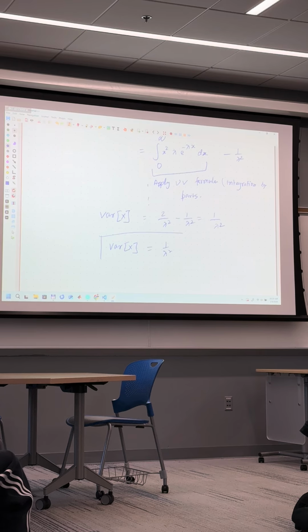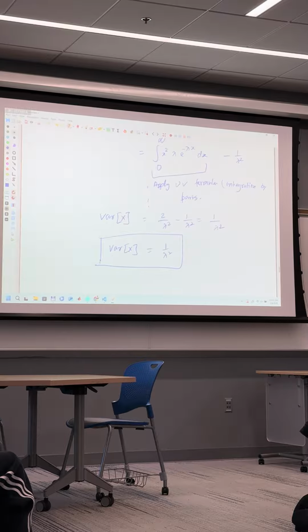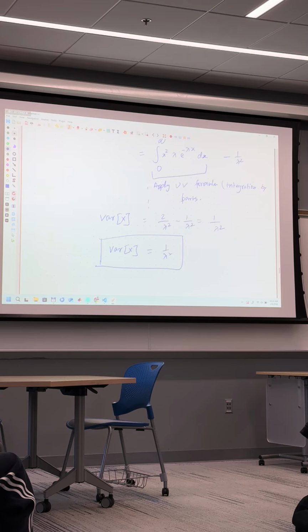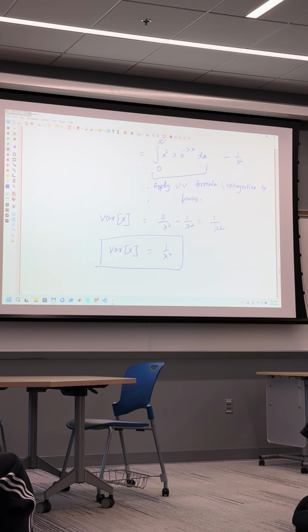So the variance of a random variable that follows exponential distribution with parameter lambda is simply 1 over lambda squared. At home you may want to just practice Calc 1 integration by parts. You will see that it's 2-3 pages of derivations. I skipped all those derivations, but I gave you the formula. I just applied the formula. It's just straightforward integration.